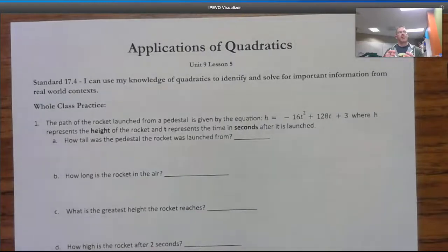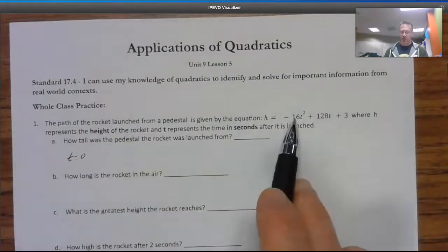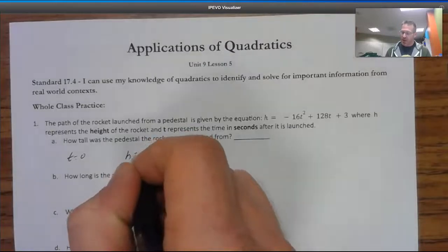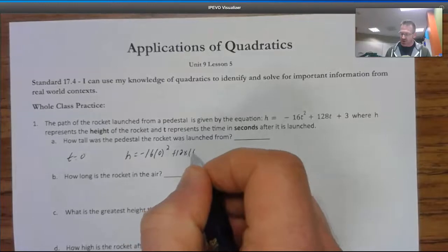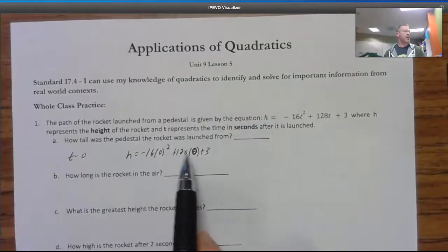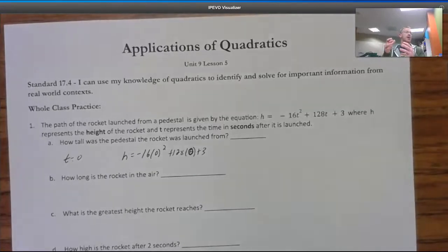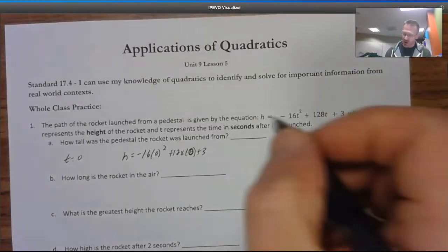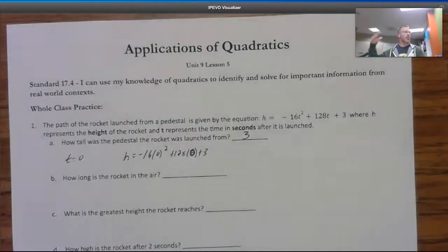Well, if we think about that, that would be the initial, at the very beginning. And so that would have been when t was equal to 0. So now I want to go to my equation and plug in 0 for t, and then simplify to see what I get. Oh, and I put this t there instead of a 0. Notice all of this will be 0, which leaves me just 3. So what that's telling me is that the rocket was sitting on a pedestal that was 3 units high, so 3 feet, 3 meters, when it was launched.